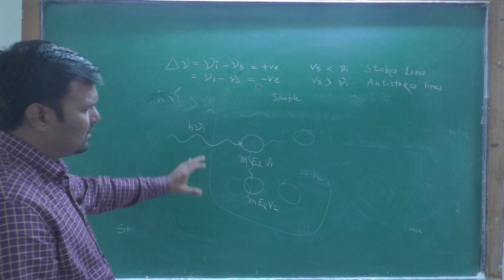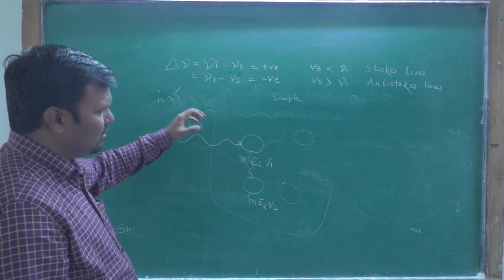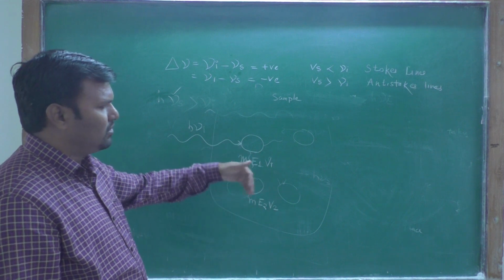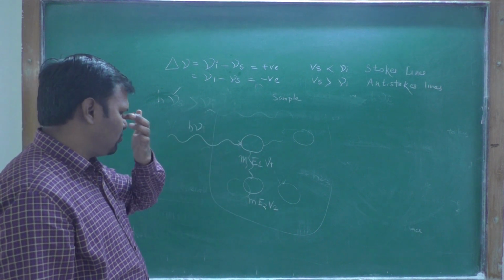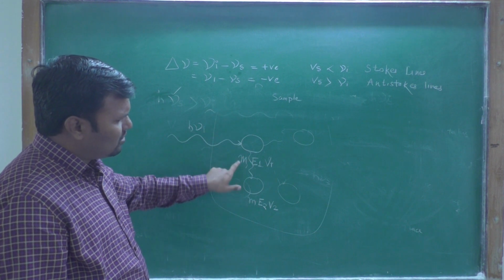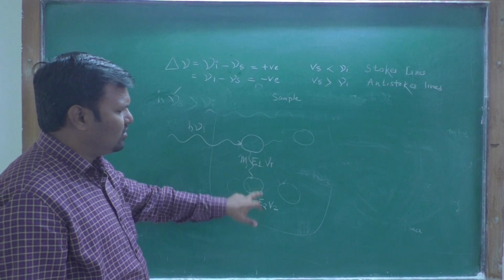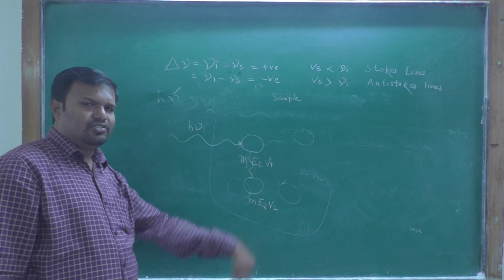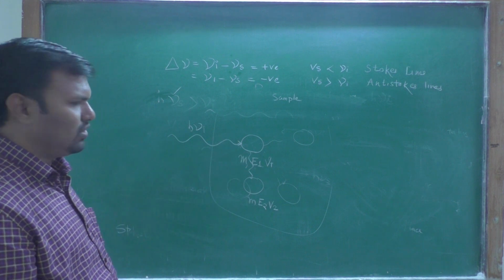Due to this collision, the molecule may absorb energy, or it may give energy to that incident light, that photon. Therefore, its mass remains the same, its energy changes, and its velocity changes. Velocity is changed, speed is also changed.